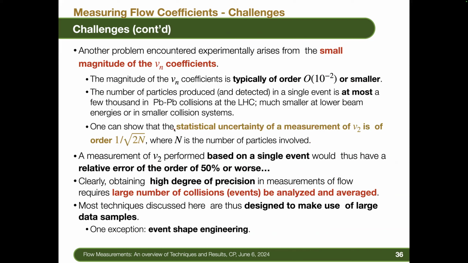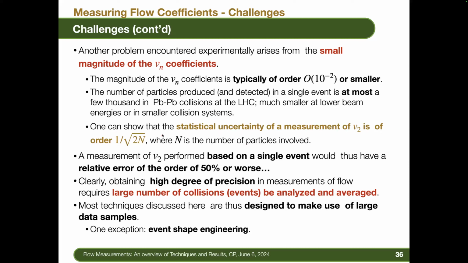Another challenge worth mentioning is that when we look at cartoons, we can visualize what's going on, but in reality, for most of the collisions that we observe, these Vn coefficients are relatively small, which means in practice that our capacity to measure them will be weak. If we wanted to measure these coefficients collision by collision, the statistical uncertainty has been evaluated to go essentially as 1 over the square root of 2n, n being the number of particles involved.